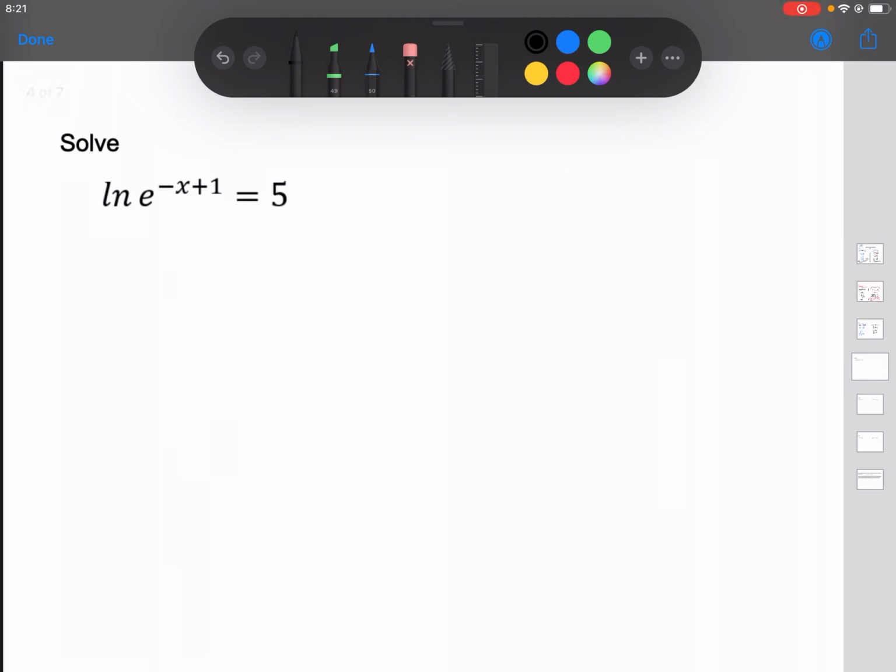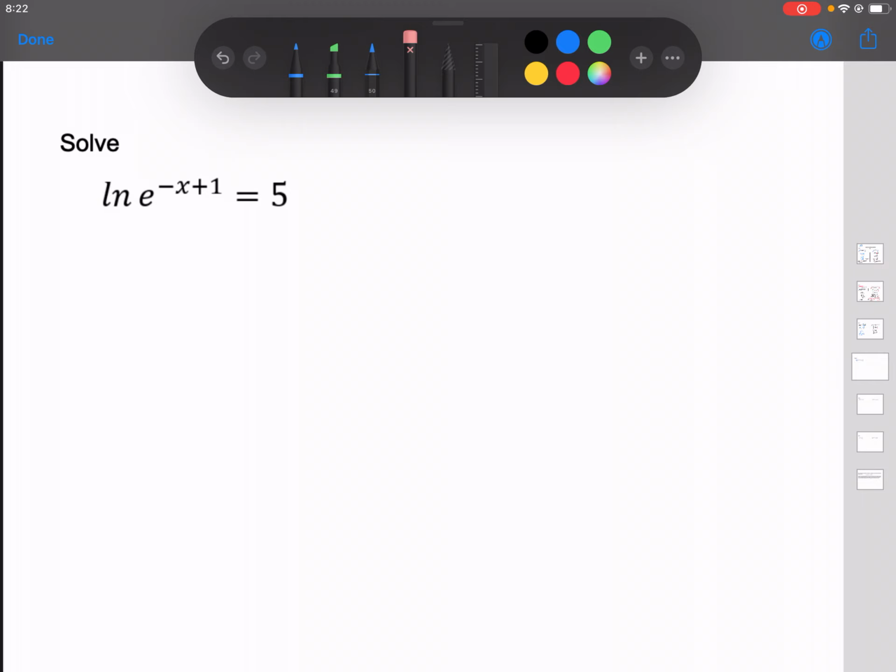So same idea with this one. This is another prime example. You can certainly go ahead and do a base of e to both sides, because natural log is base e, and you'll get e to the negative x plus 1 equals e to the 5. And then you can recognize, oh, well, because they're the same base, that's why you can get rid of them.